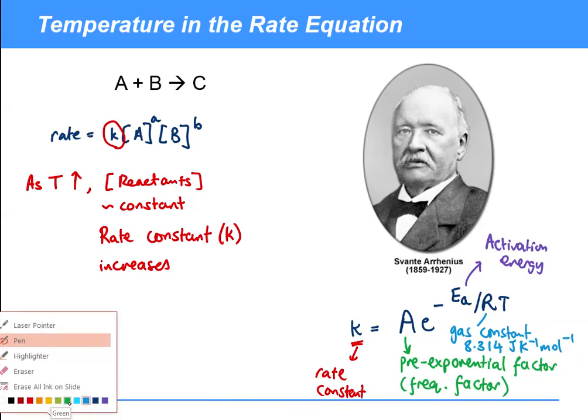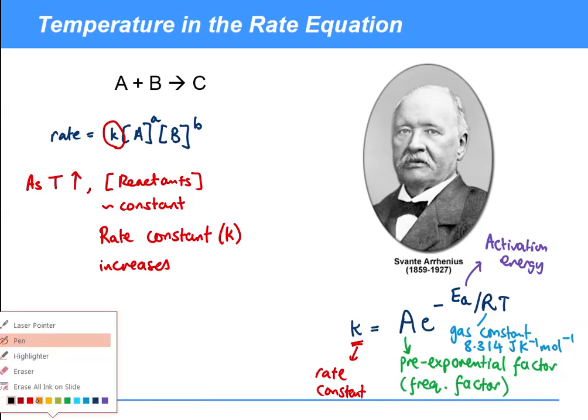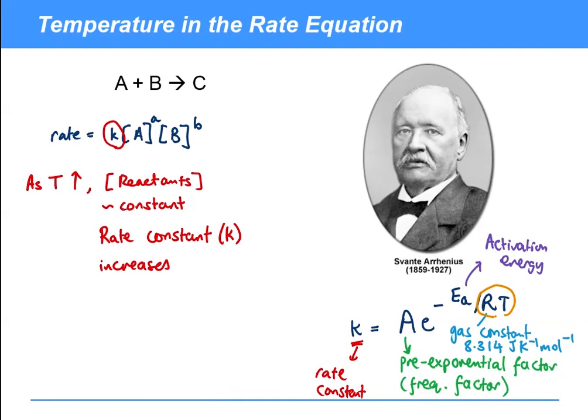So if I just find a suitable pen that I haven't already used, the black one here. Perhaps no, that's not going to be very clear. Let's try this orange one. So this quantity here, RT, is basically telling us the average energy of the particles.